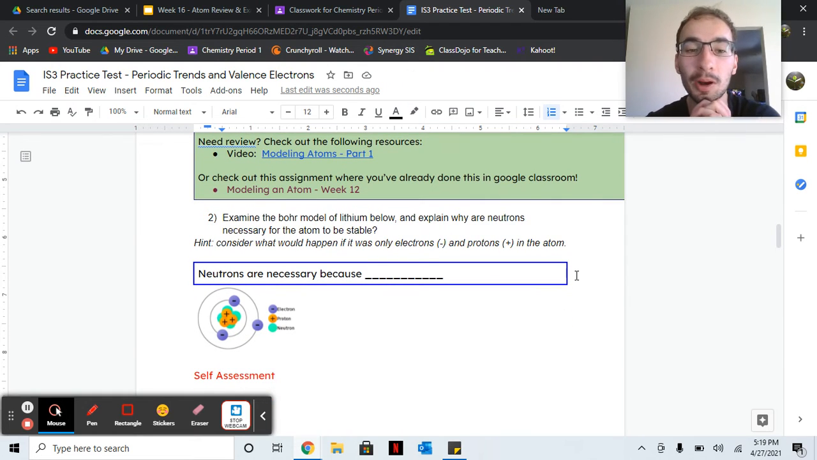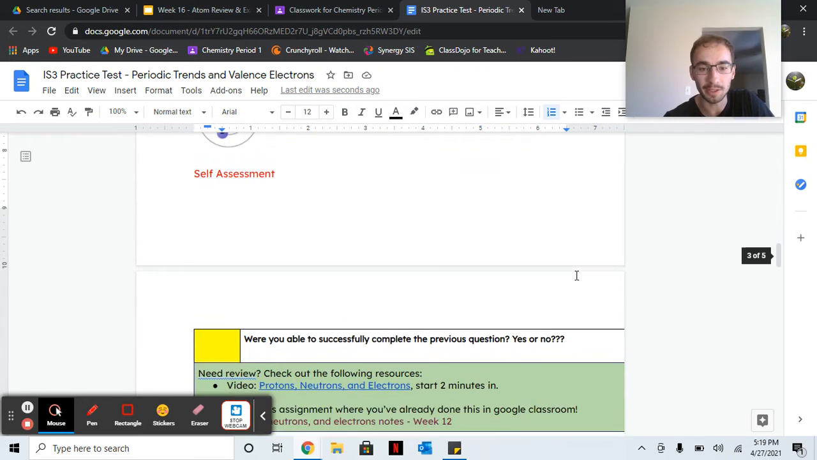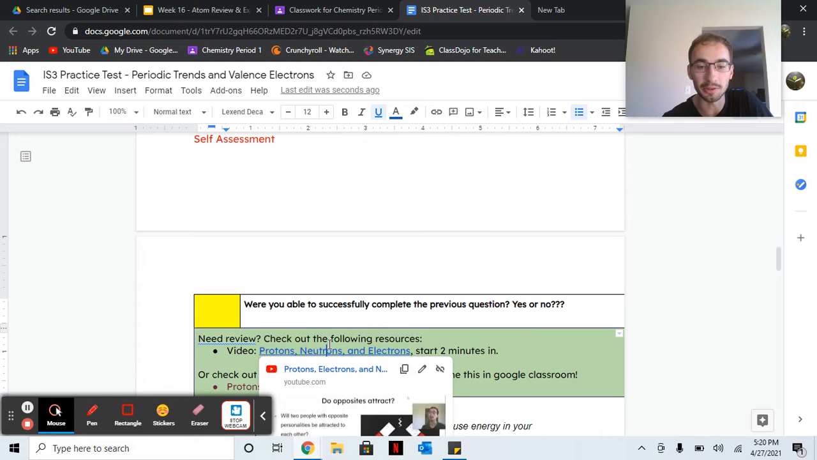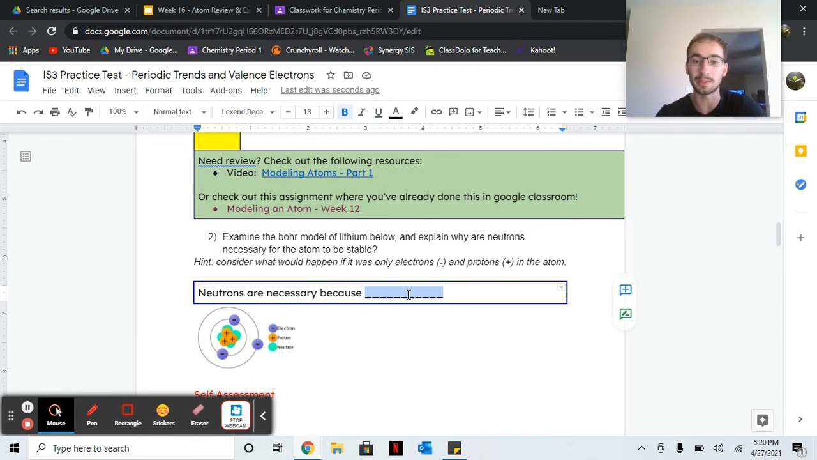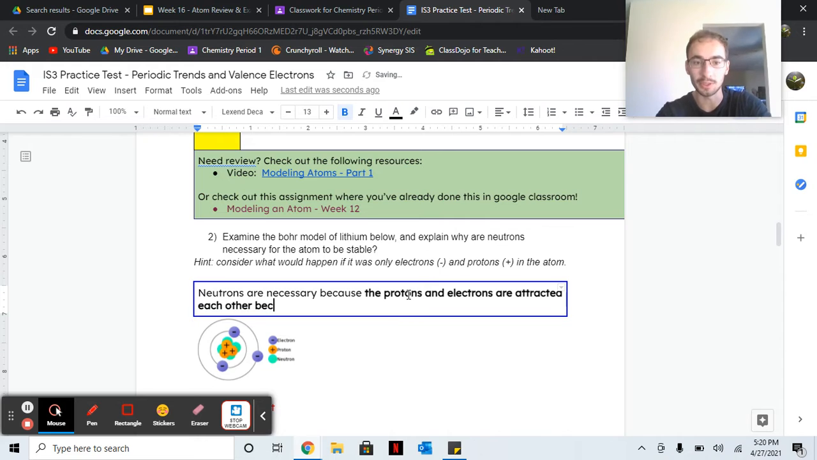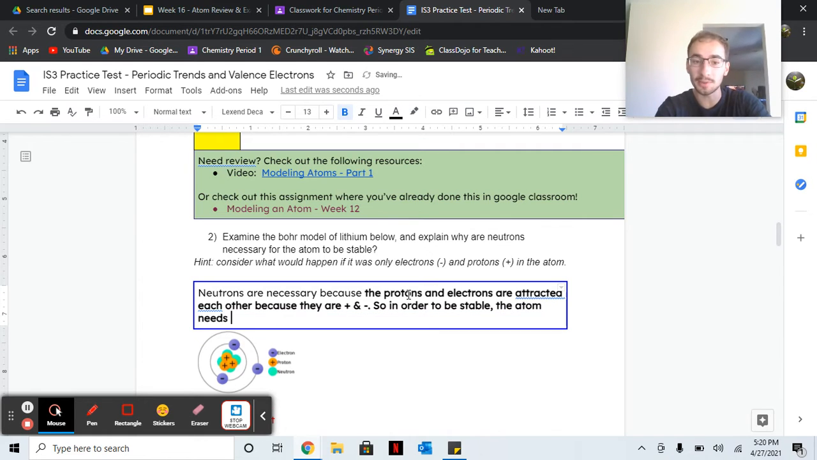Next one: examine the Bohr model of lithium below and explain why neutrons are necessary for the atom to be stable. Hint: consider what would happen if it was only electrons and protons in the atom. So remember, if you had watched the video or looked at your notes, you should remember that neutrons are necessary because the protons and electrons are attracted to each other because they are positive and negative. So in order to be stable, the atom needs something neutral in between.